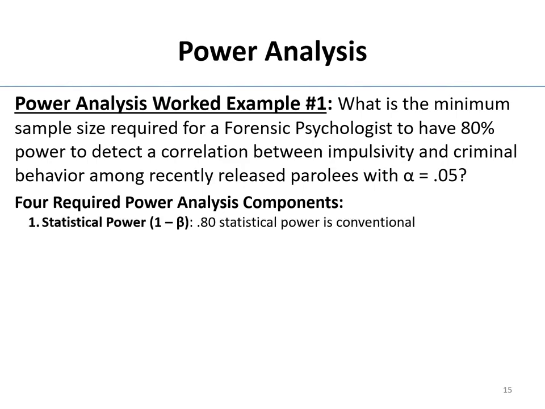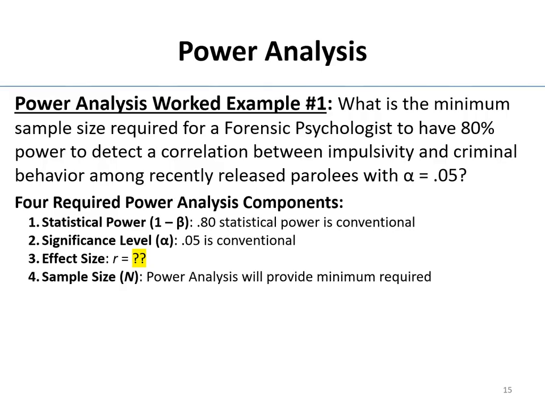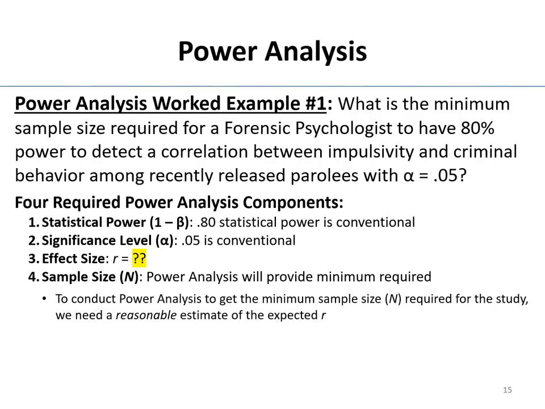One is statistical power. We're going to use 0.8 because that's the convention. Significance level, we're going to use 0.05 because that's the convention. So really the two that vary are effect size, which we don't know, the expected correlation coefficient in this study, and sample size, which, well, that's why we're doing the power analysis. We want it to tell us the minimum required sample size we need for whatever effect size we estimate to be.